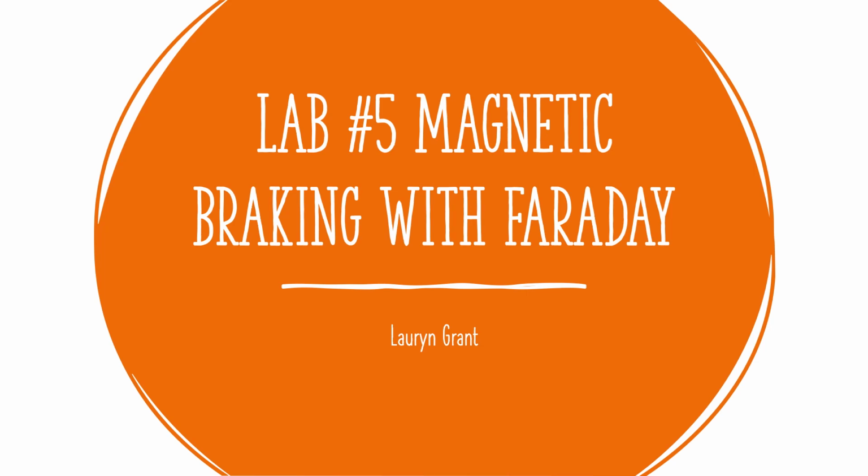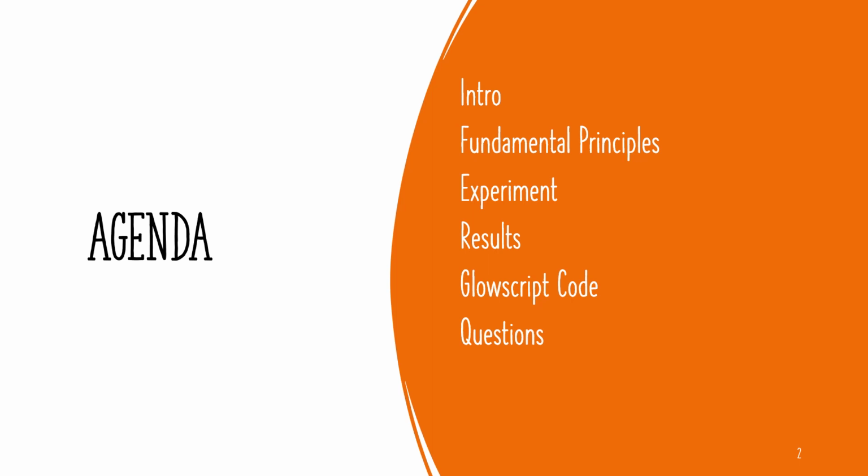Lab 5, Magnetic Braking with Faraday. First I'm going to do an intro, then I'm going to go into the fundamental principles. I'm going to explain the experiment, which includes the actual procedure, the initial conditions, the assumptions, and the system and surroundings. Then I'm going to explain the results, the GlowScript code, and then the follow-up questions.